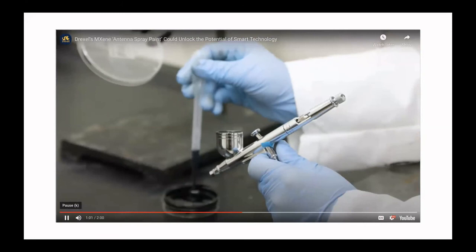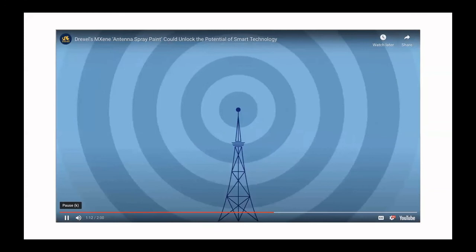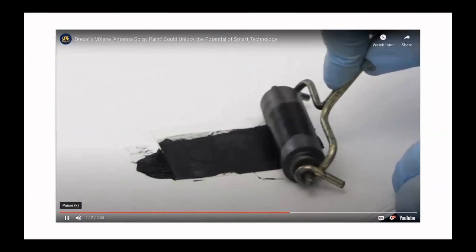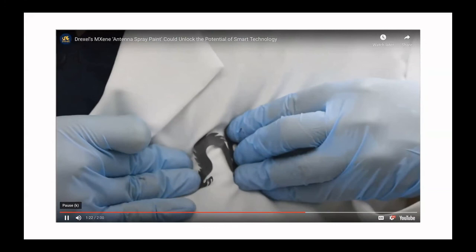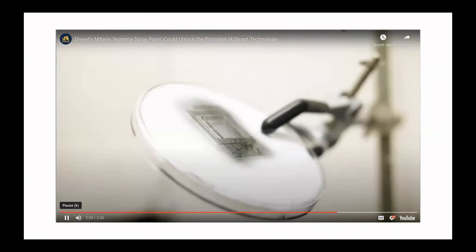The spray-on antennas work because of the MXene material's unique ability to transmit radio waves when applied as a very thin, even invisible coating. MXene antennas function just like the larger metal ones in phones and mobile devices, but they take up virtually no space and can turn almost any object into a fully functional transmitter with just a few sprays. Just think about all the things you'd like to spray and communicate with. Lost socks, car keys, pets. This antenna technology could help us communicate with just about anything.